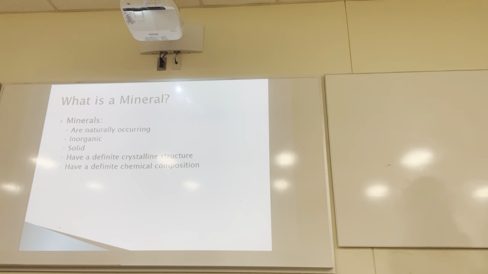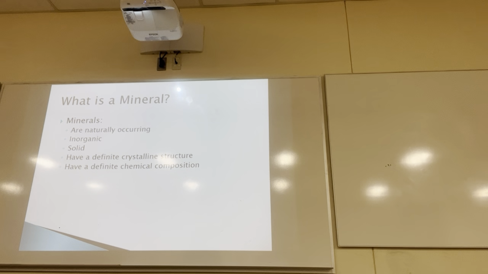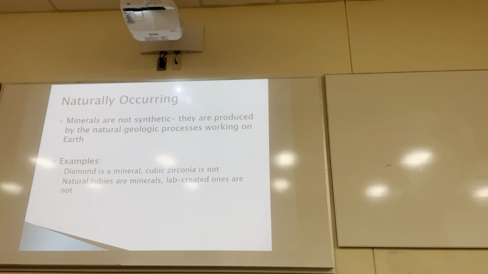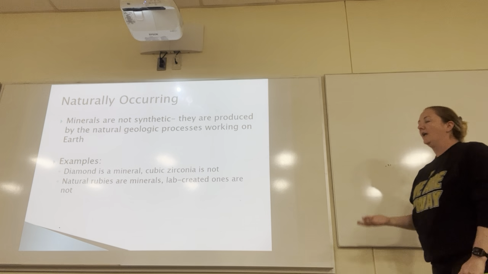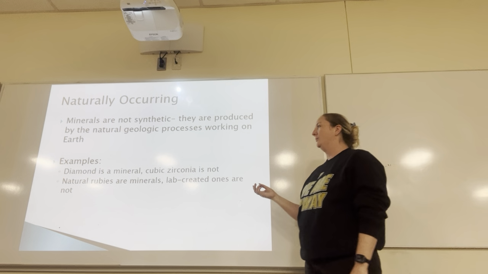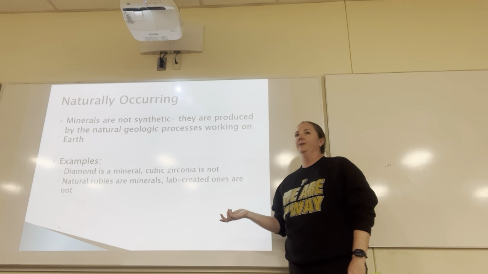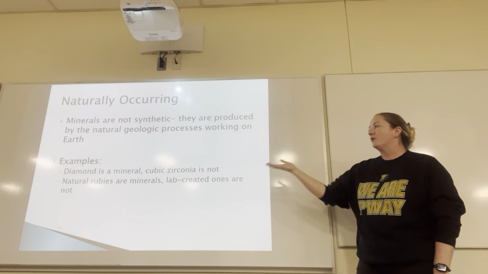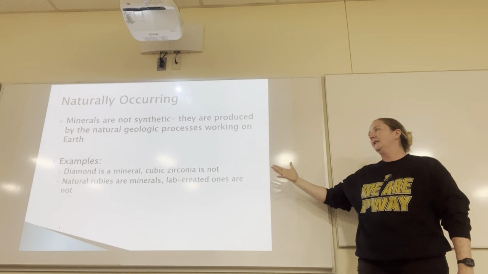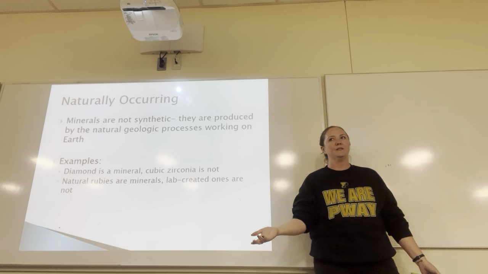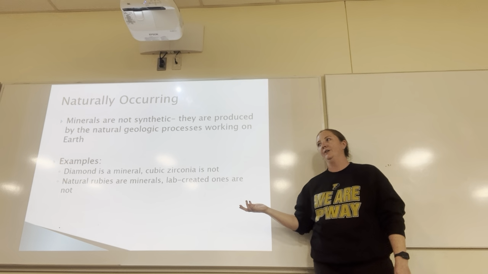So what does it mean to be naturally occurring? Pretty straightforward. You're formed by natural geologic processes. You're not formed by man-made processes. You're formed just naturally in the earth. So for example, diamond is a mineral. Something like cubic zirconia is not considered a mineral because it's lab generated. Natural rubies are minerals. Technically, lab-created rubies would not be considered minerals because they don't hit that full definition.